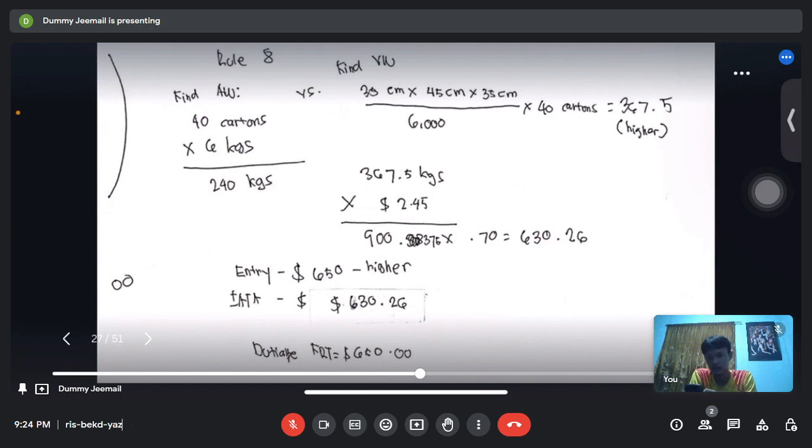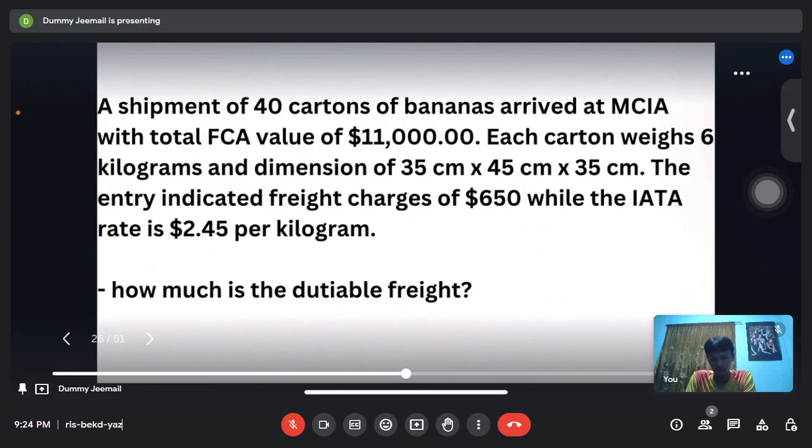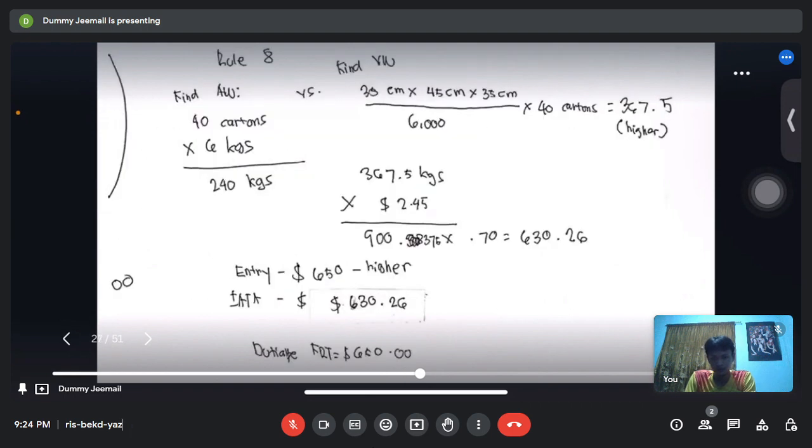Since the entry is still higher, the entry is our dutiable freight. So, back to the question. The IATA rate is 630.26, so our entry is 660, which is the higher. So our dutiable freight is $650.